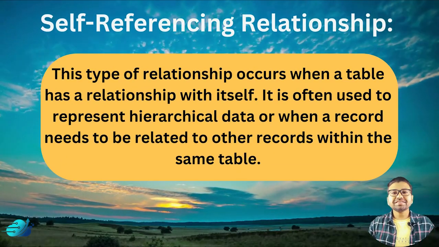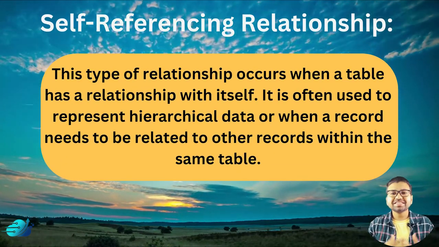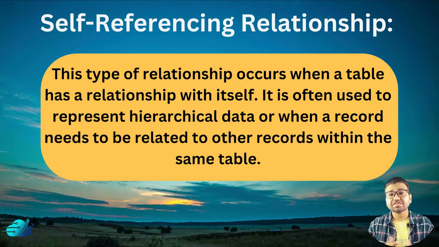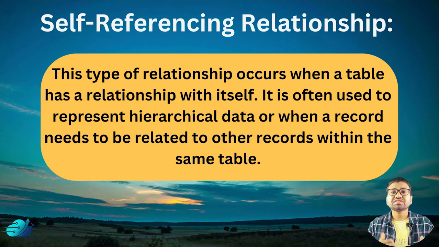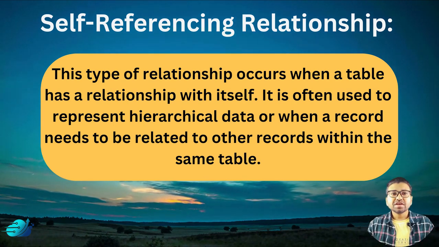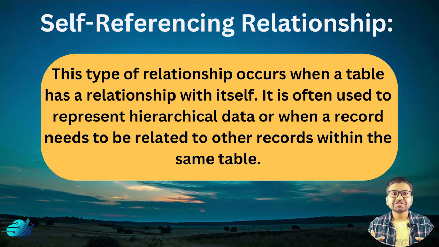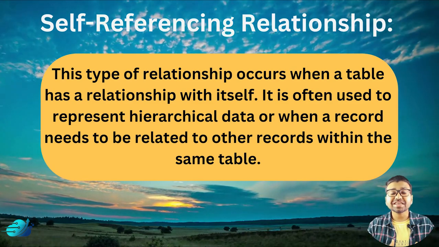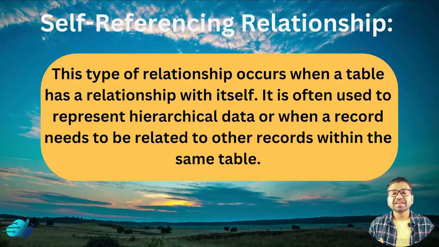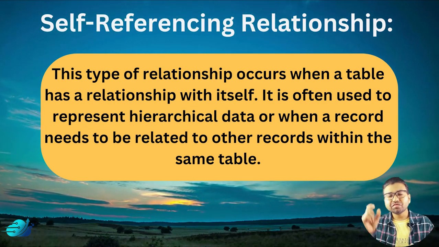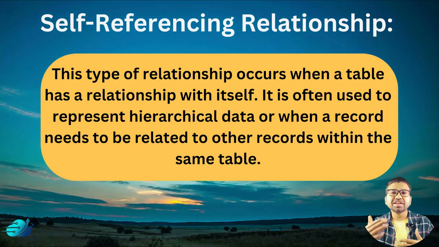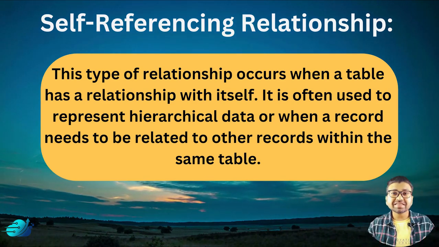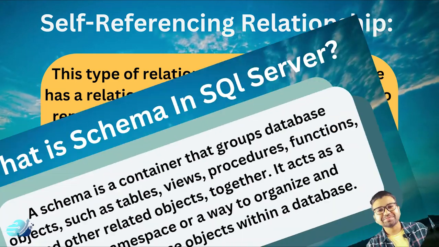The fourth one is the self-referencing relationship. This type of relationship occurs when a table has a relationship with itself. It is often used to represent hierarchical data. How? Employee tables. We have seniors, boss, CEO, juniors, right? All kinds of employees in one single table. To organize this data, we use a hierarchy, with one column representing the seniority level, who is reporting to whom. So when we refer within the table itself, it's a self-referencing relationship, right?